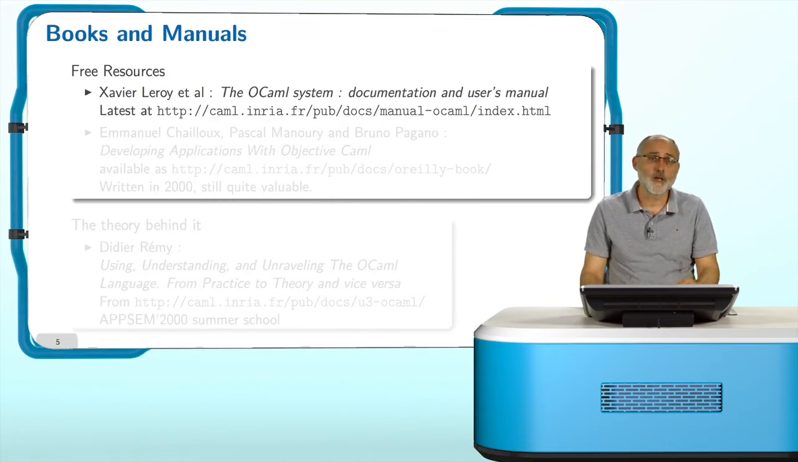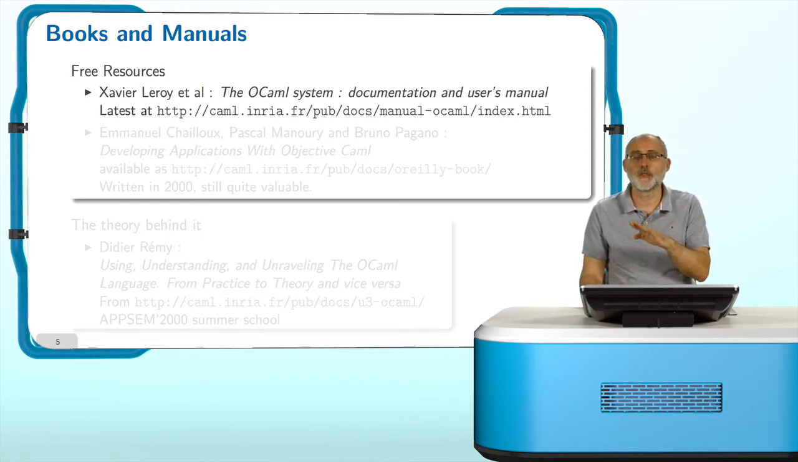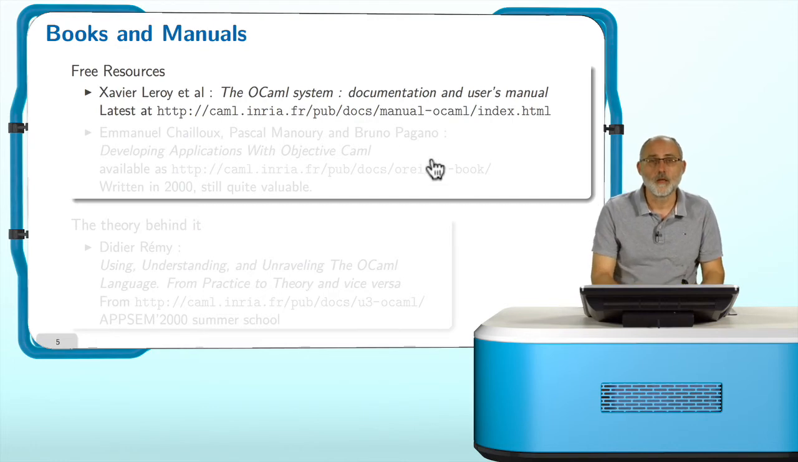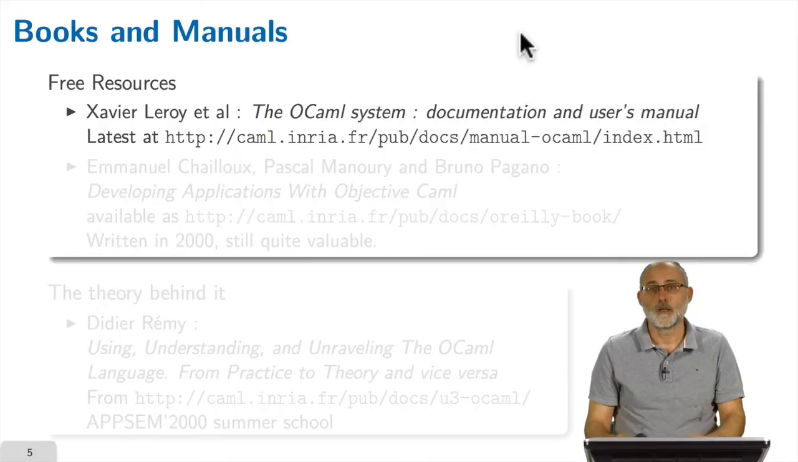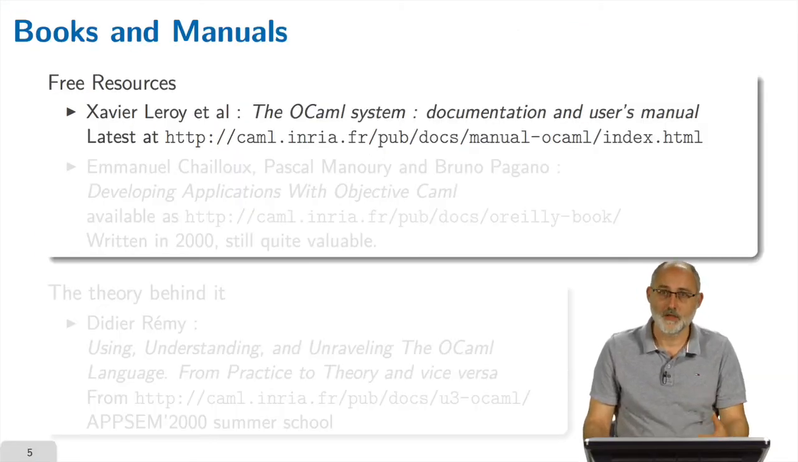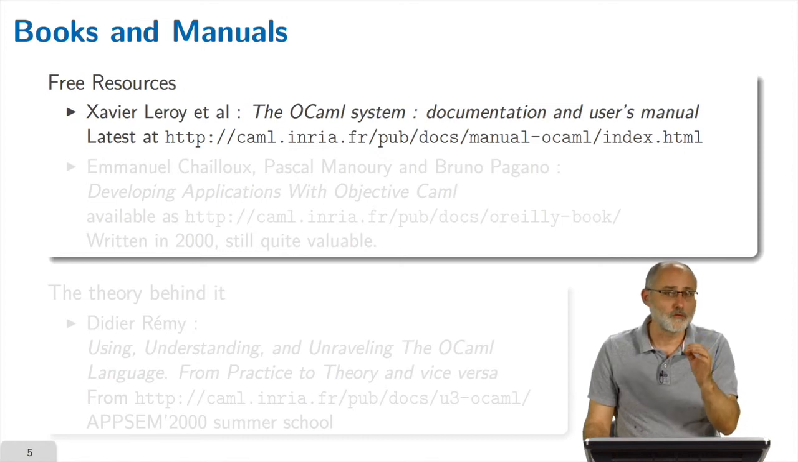But you also have books and manuals available. So there are many resources, very valuable ones, which are available for free online. The first one is the OCaml System Documentation User Manual. This comes from the real designers of the language. The latest and always up-to-date version is available exactly from this link here. Of course, this is not a tutorial, okay? It's a documentation user manual. If you really want the precise specification of each feature of the language, that's the reference point.